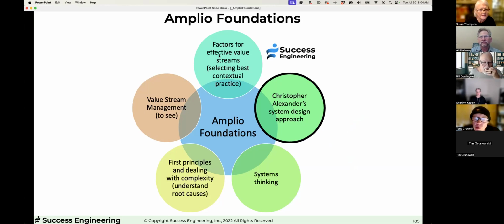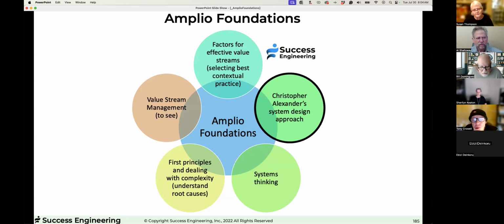We did factors for effective value streams, and these are being put up on the presentations at Success Engineering. I'm going to re-record the first principles. I'll get that done this week because we had changed some things. So this is Christopher Alexander's system design approach, how he designs systems.